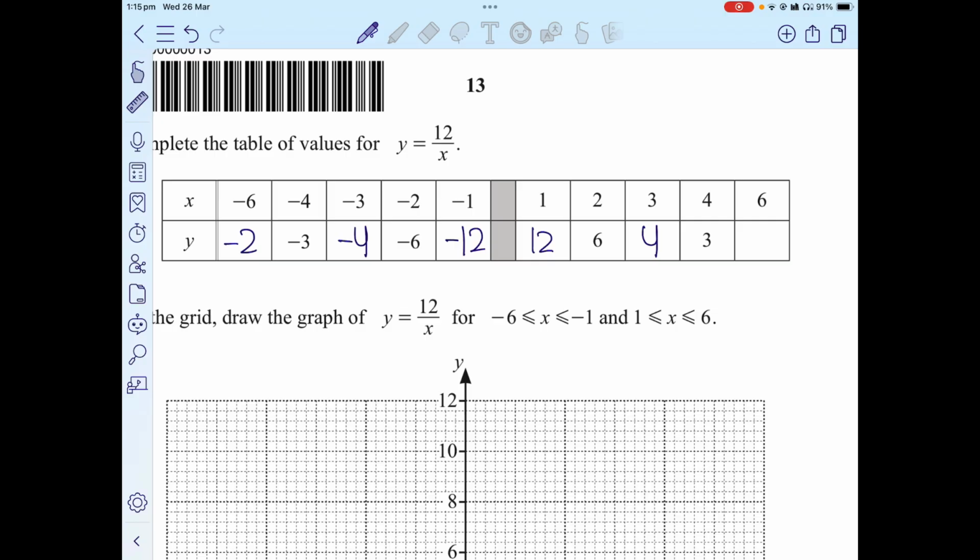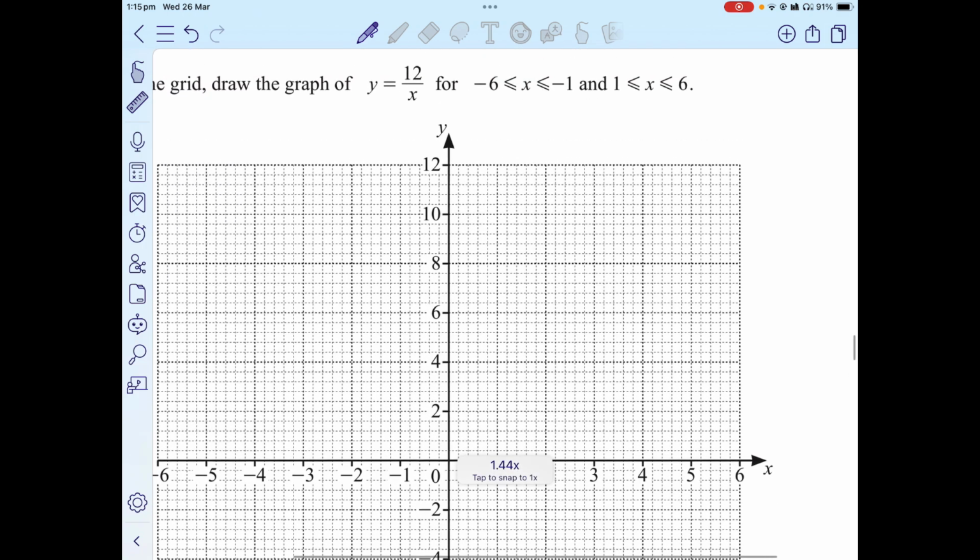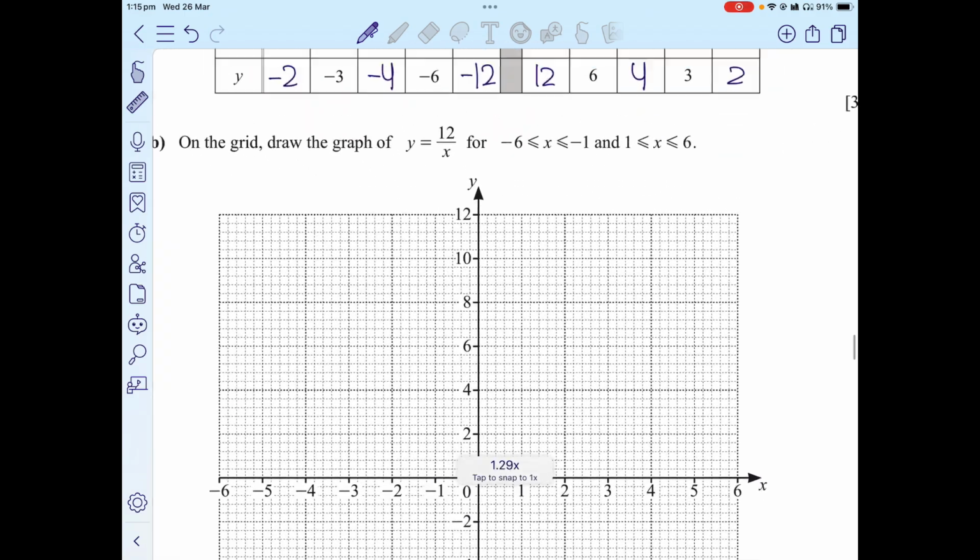And 12 over 6 is, again, 2. So the values are negative 2, negative 4, and negative 12, then 12, 4, and 2. After that, it says you put this down on the graph. Basically the values are given and you just have to put them down on the graph.